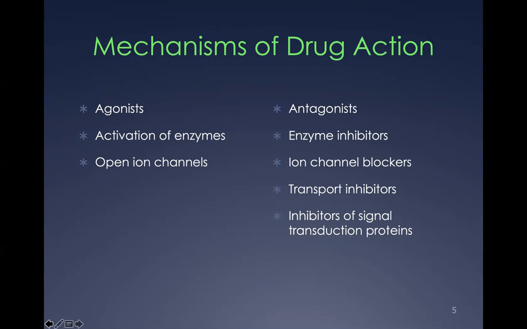We also have drugs that inhibit transport mechanisms. A lot of these include things like the SSRIs and the tricyclics. They inhibit the reuptake mechanism. And then we're seeing some of the drugs coming out that may actually inhibit some of the signal transduction proteins. So we'll point these mechanisms out, but these are the general ways that drugs actually produce their effect.